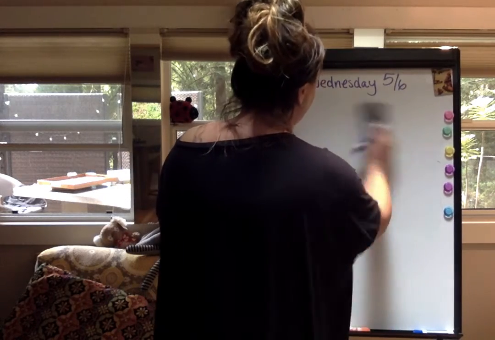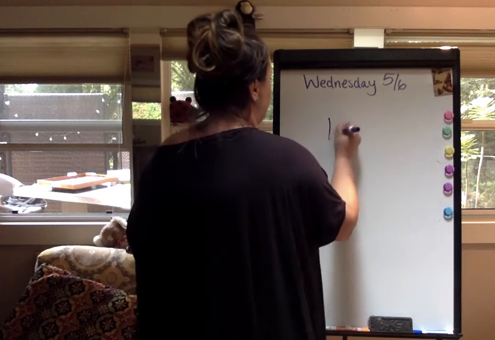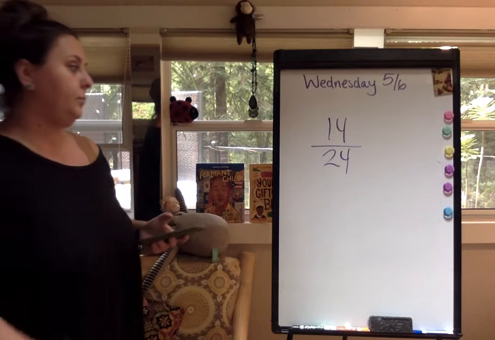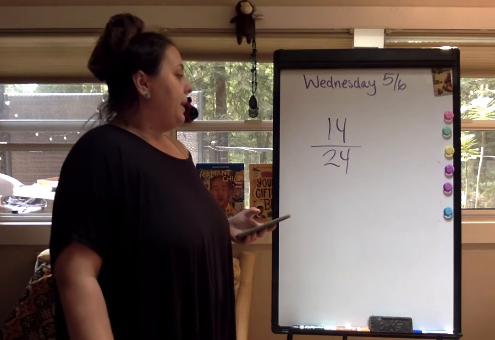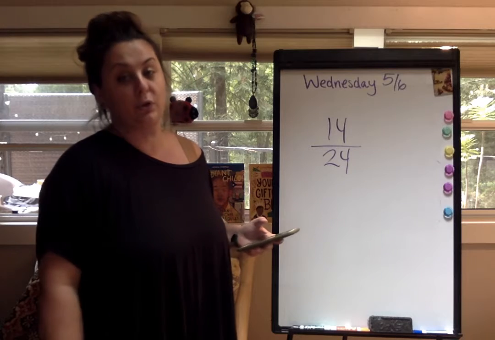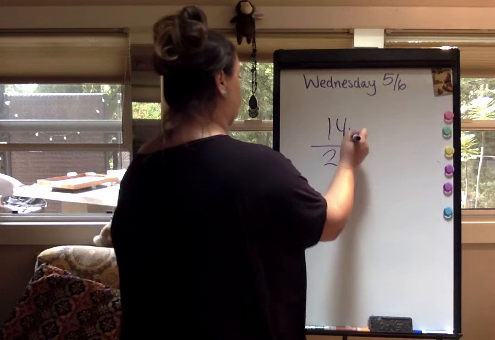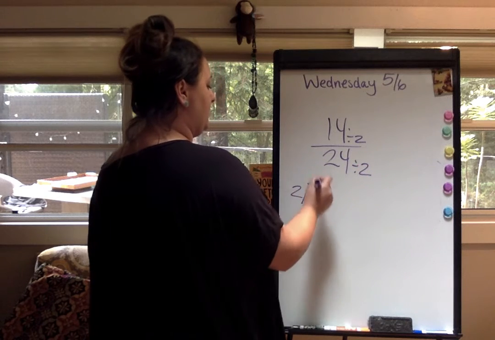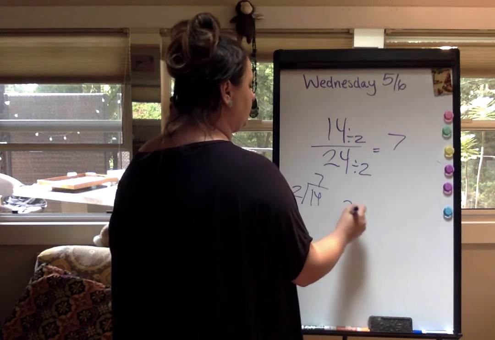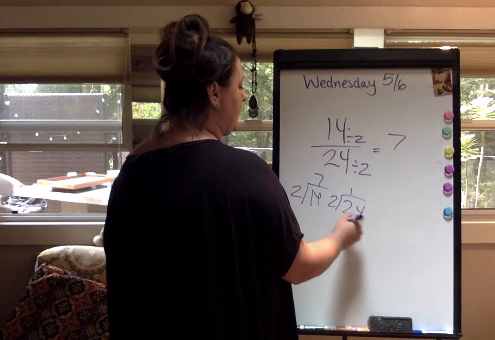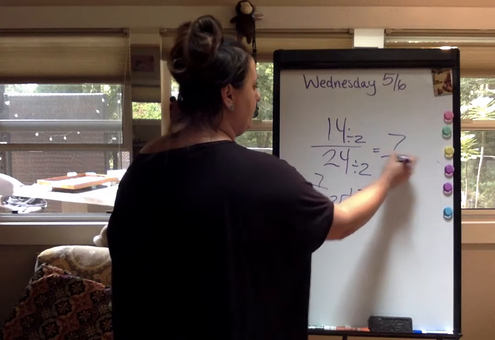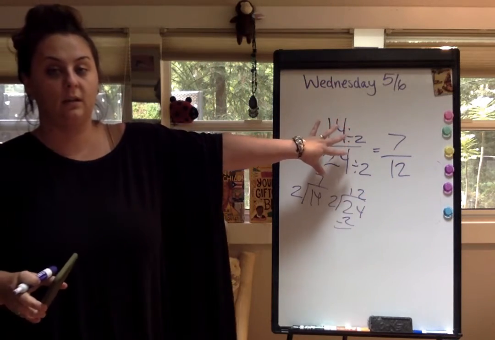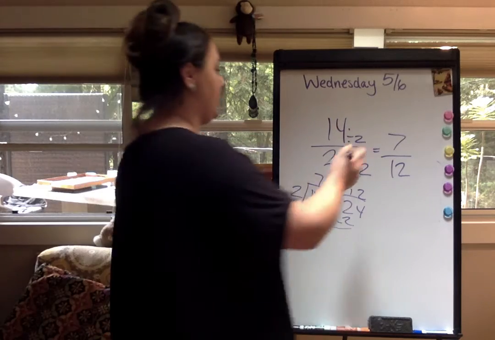Now we're going to simplify a fraction. 14/24. Okay. Now, we can definitely do 2 because it's an even number. So 14 divided by 2 is 7. And 24 divided by 2 is 12. Now, is there anything else we can get to go into both of those evenly? Nope. So that's where we stop. This is our answer.